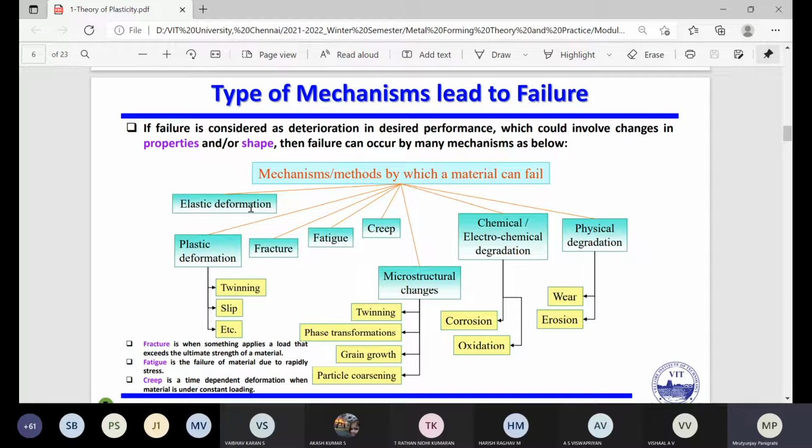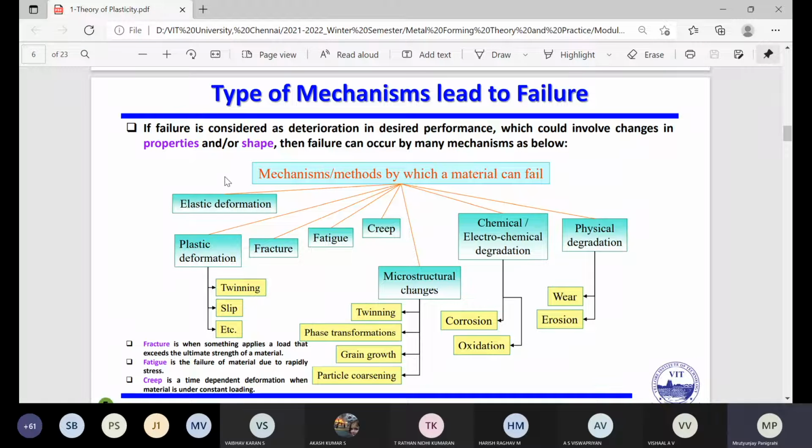We have elastic deformation, where you also find the failure, and then the plastic deformation. So these are some of the processes. If we have time, probably I can go through one or two slides on twinning or slip, how we are making it, etc. Apart from this, we also have fracture, fatigue, and creep.